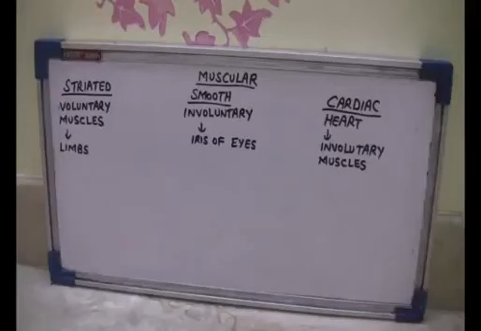Now we will discuss the types of muscular tissues. The muscular tissues are of three types: striated, smooth, and the cardiac. Now the striated muscles are the voluntary muscles. Voluntary muscles means that we can control them according to our will. When we want to move them, we can move them, and when we want to stop them, we can easily stop them. So striated muscles are the voluntary muscles, as we can find them in the muscles of limbs, hands, arms.